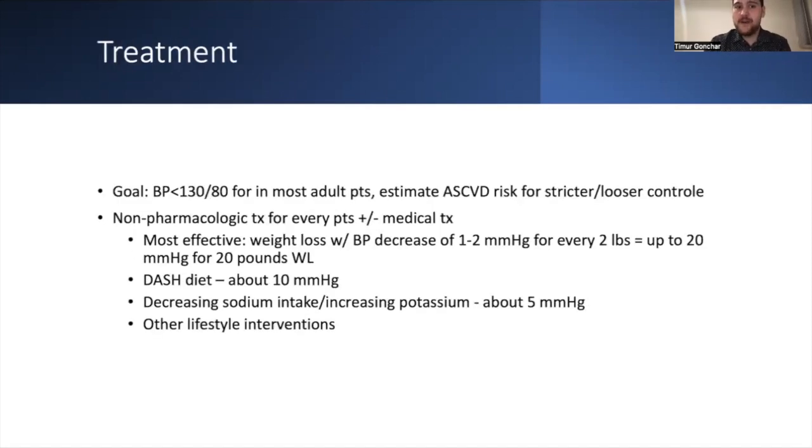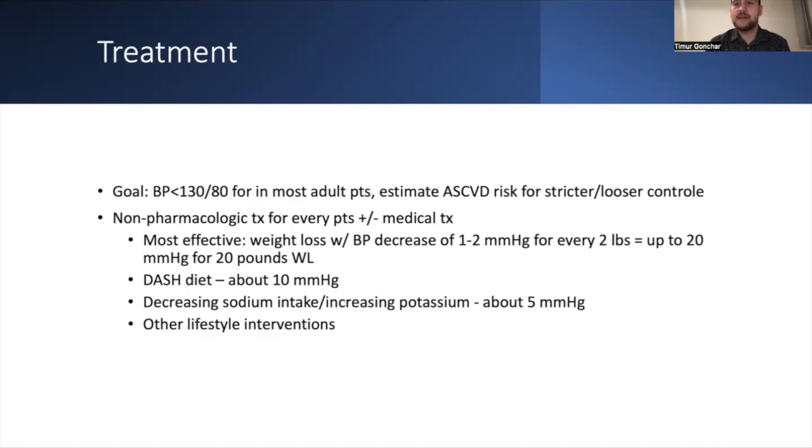Now let's talk about treatment. Our goal is to have a patient with a blood pressure less than 130/80, so that they are just below the threshold for stage 1 hypertension. We usually do not want stricter blood pressure control, partially due to the risk of hypotension, and we don't want patients to take a lot of drugs to be in this range of less than 120/80.